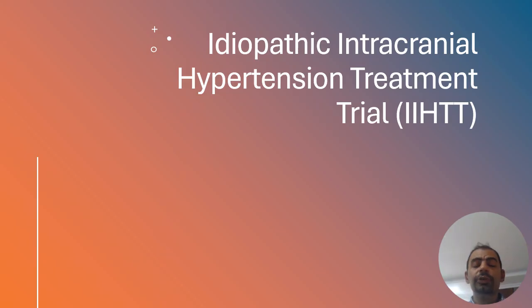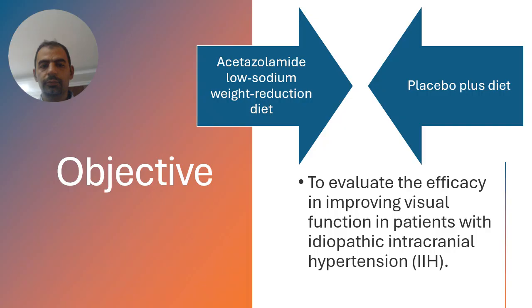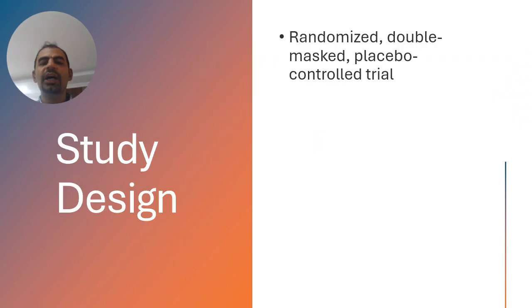I believe it's important to talk about the Idiopathic Intracranial Hypertension Treatment Trial. I will discuss that in the next few slides. It was a multicenter study that evaluated the efficacy of acetazolamide with a low sodium, weight-reducing diet against placebo plus diet control in improving visual function in patients with idiopathic intracranial hypertension. It was a high-quality randomized, double-masked, placebo-controlled trial.